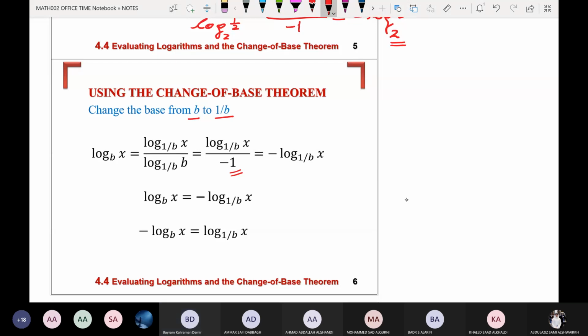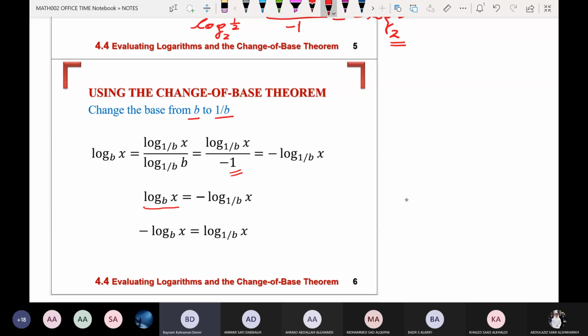So logarithm of x with base b is the same as negative logarithm of x with base 1 over b, or if you multiply with negative, negative logarithm of x with base b is the same as logarithm of x with base 1 over b. So that is how you flip the base.